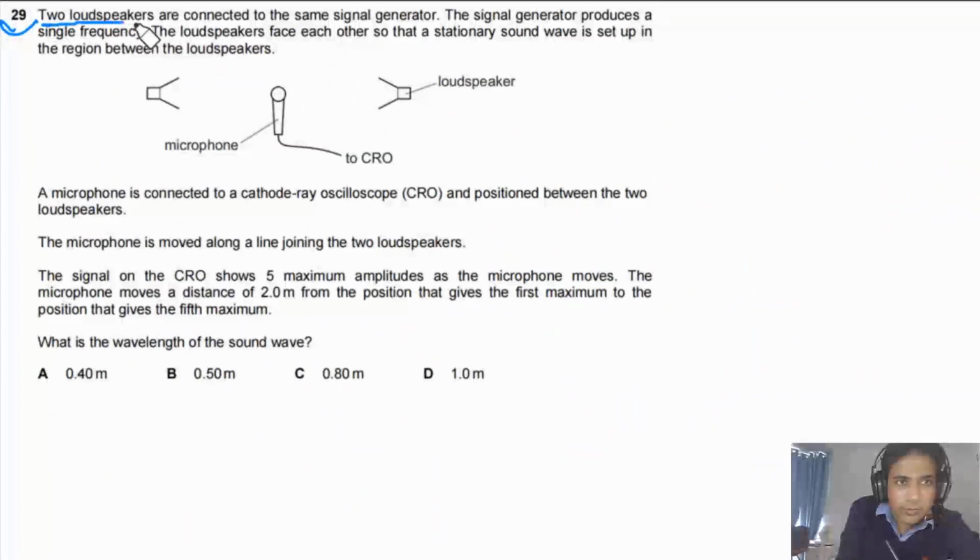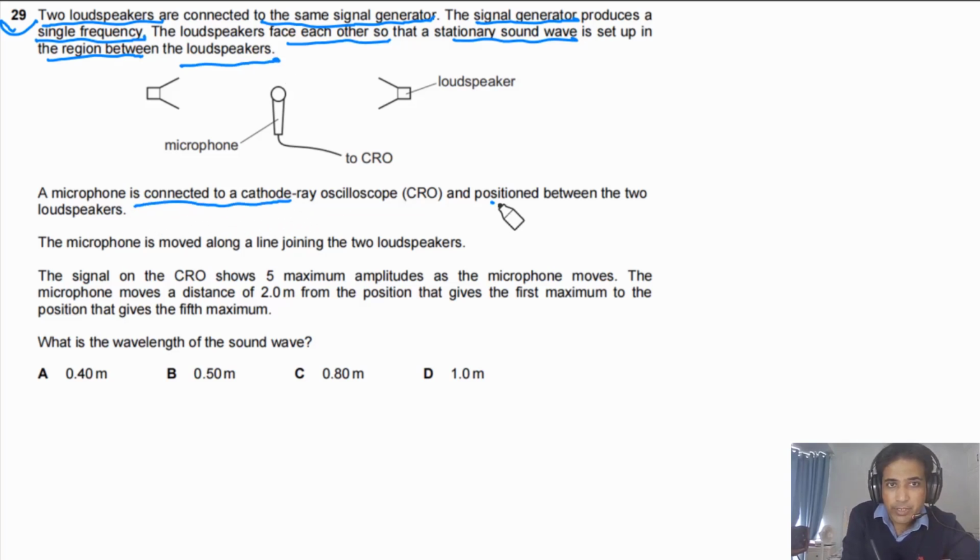Question 29 says two loudspeakers are connected to the same signal generator. The signal generator produces a single frequency. The loudspeakers face each other so that a stationary sound wave is set up in the region between the loudspeakers. A microphone is connected to the CRO and positioned between the two loudspeakers. The microphone is moved along a line joining the two loudspeakers. The signal on the CRO shows 5 maximum amplitudes as the microphone moves.